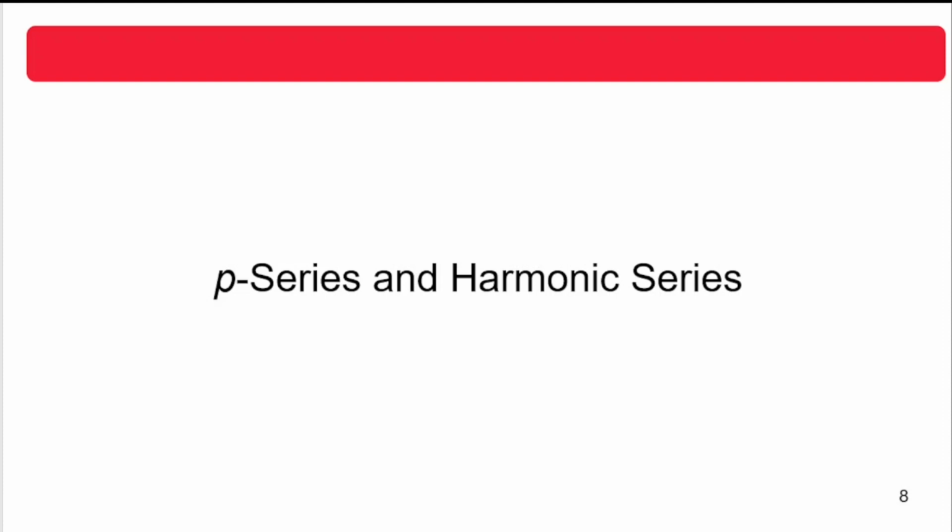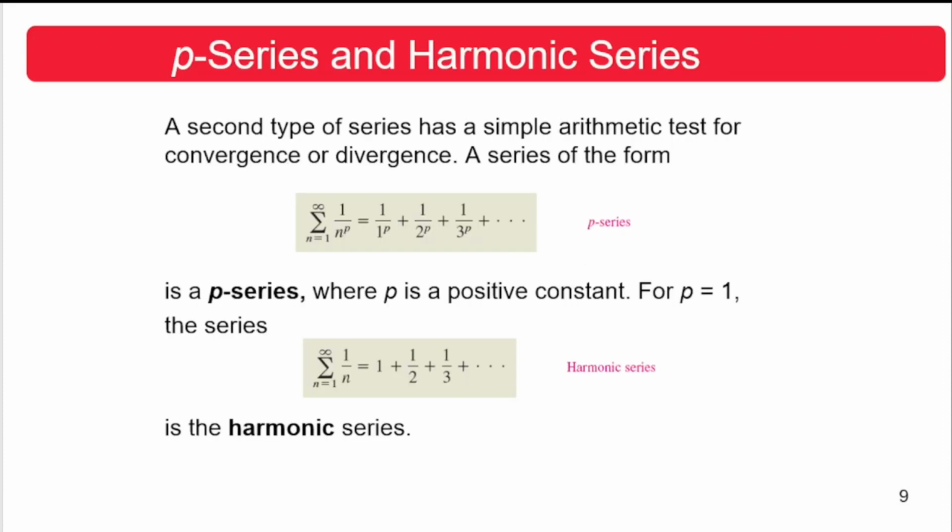Okay, our next topic is about p-series and harmonic series. By definition, a second type of series has a simple arithmetic test for convergence or divergence. A series of the form summation of 1 over n raised to p, where n is from 1 to infinity: if n is equal to 1, then you have 1 over 1 raised to p as the first term. If n is equal to 2, then we have 1 over 2 raised to p as the second term. If n is 3, then you have 1 over 3 raised to p as the third term, and so on and so forth. This type of series is called a p-series, where p is a positive constant.